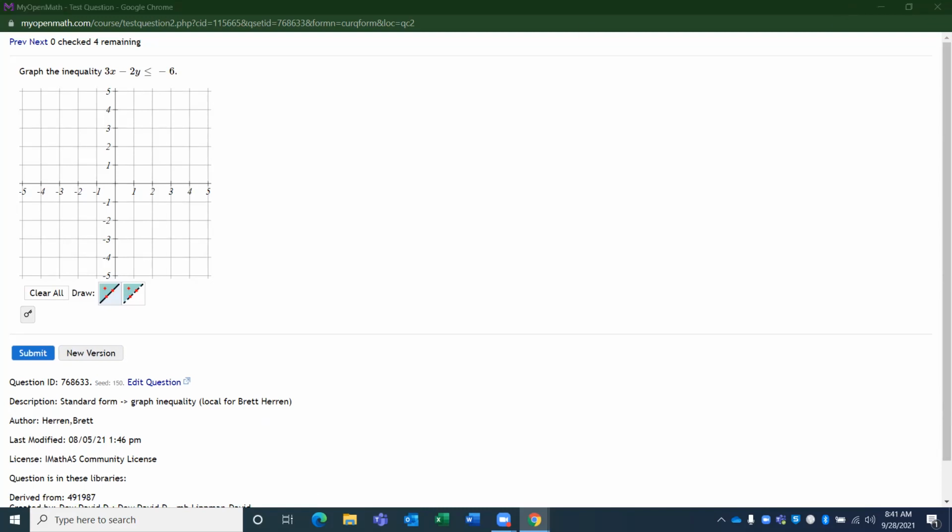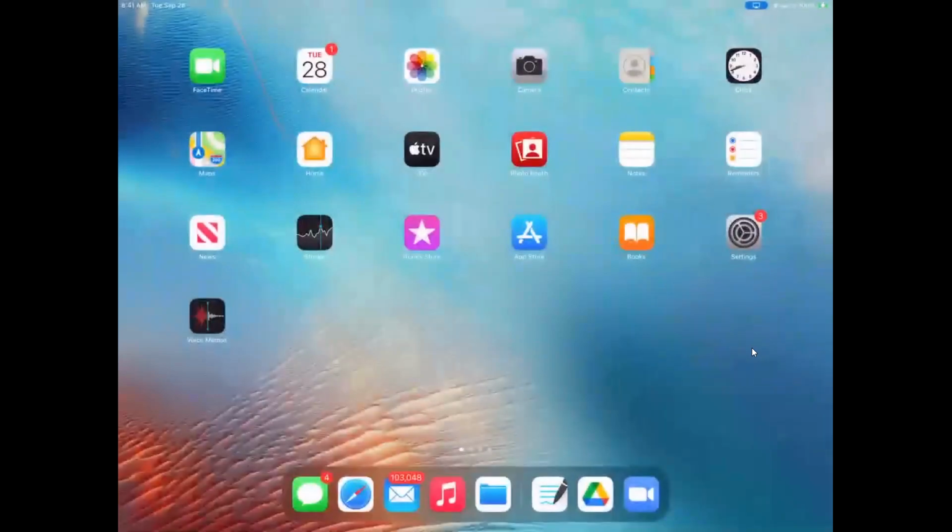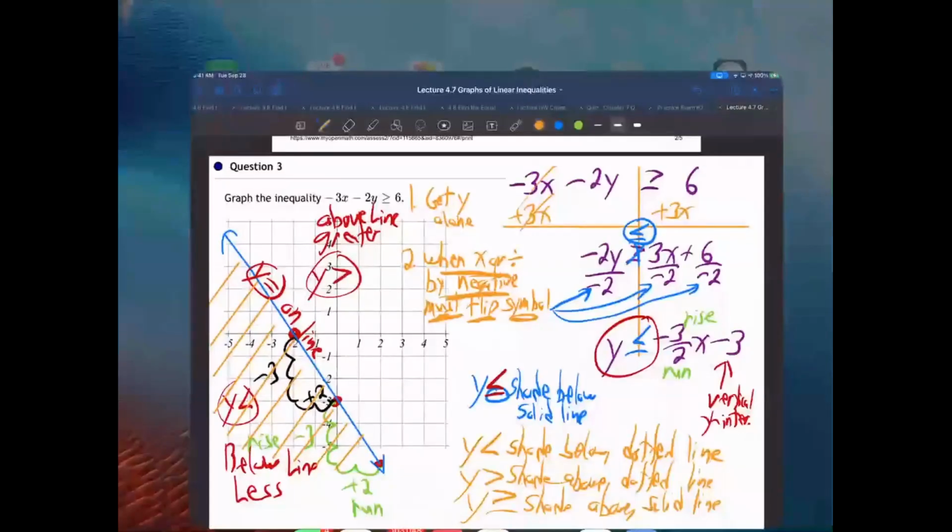Questions I can answer on this one now. So for mine, it was greater than with the dotted line, but in the answer, it actually shows a solid line. Can I show, let me see.